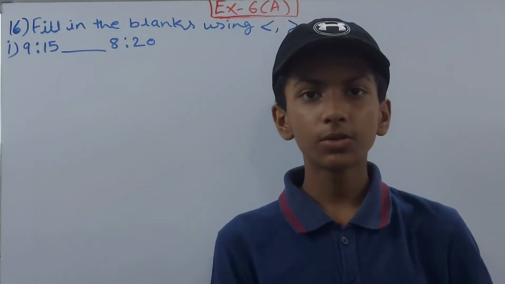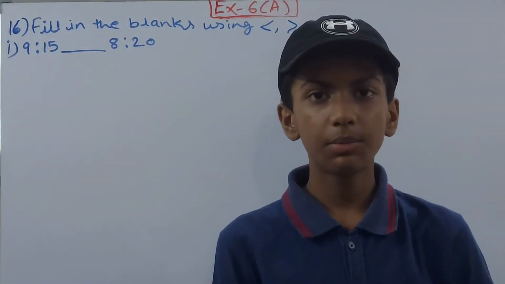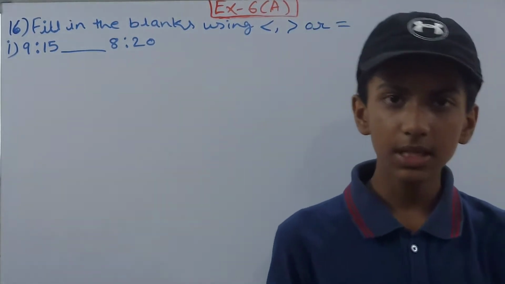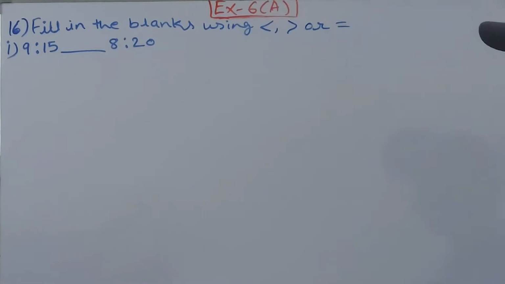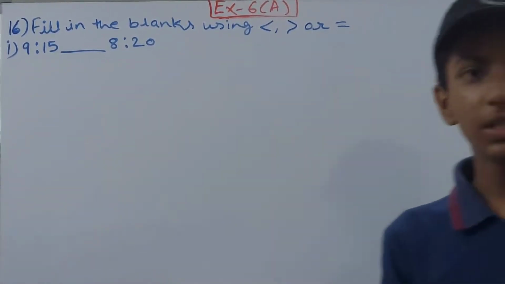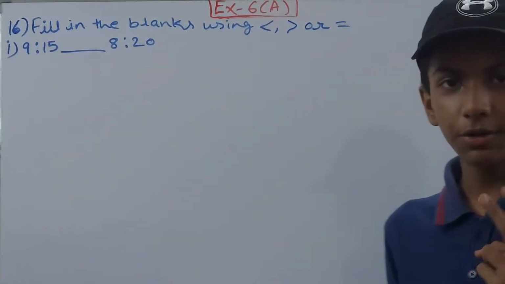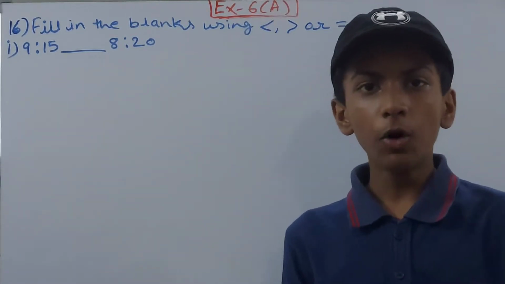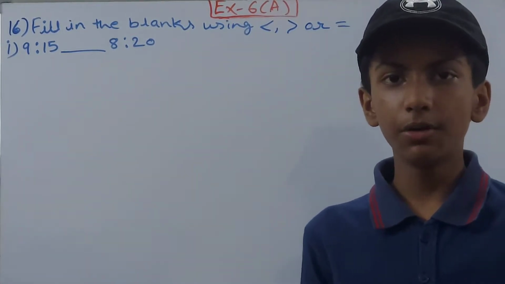In this video, we are going to solve ICSE Mathematics Class 7 Chapter 6 Ratio and Proportion Exercise 6A Question 16. This one says, fill in the blanks using less than, greater than or equal to. So basically you can see in the first one we have two different ratios and we have to compare the two different ratios. So by what methods can we compare two different ratios?